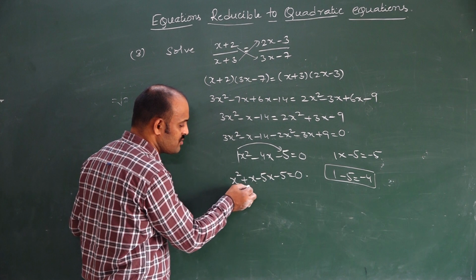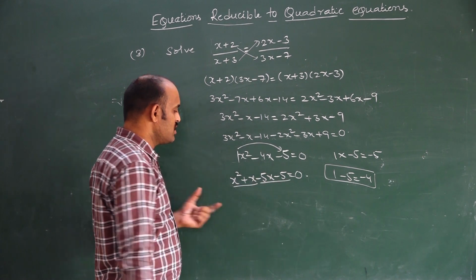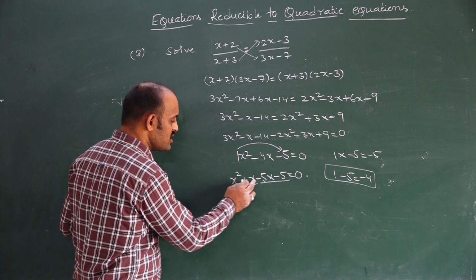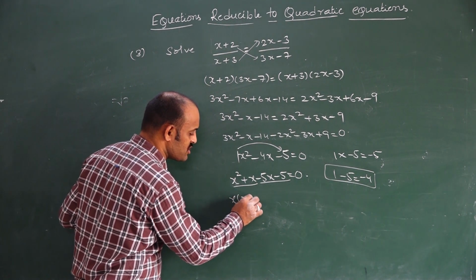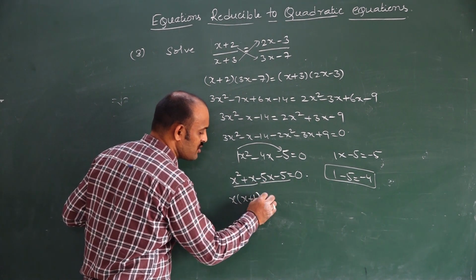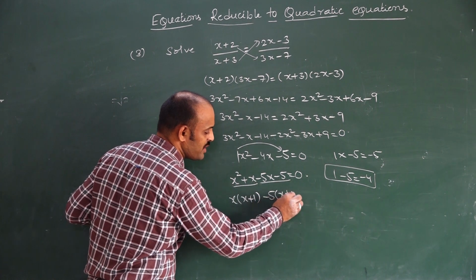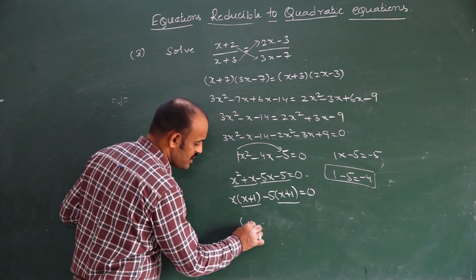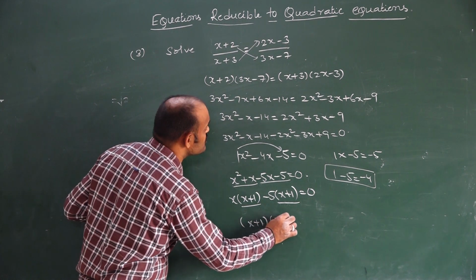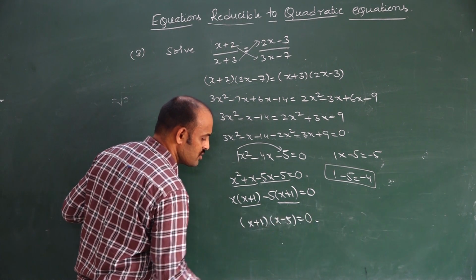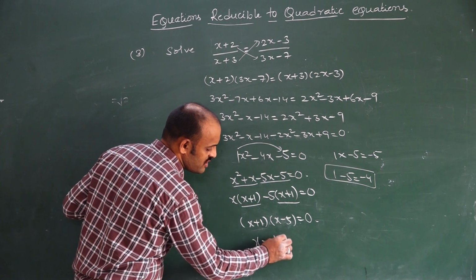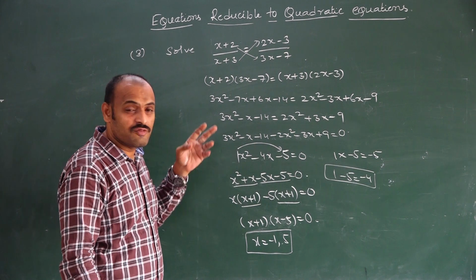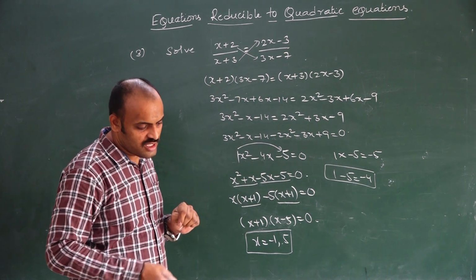Here we have 4 terms. First two terms as one group, next two terms as second group. In these two, I take x common, x times of x plus 1. In the last two terms, I take minus 5 common. In both, x plus 1 is common, so x plus 1 into x minus 5 is equal to 0. Therefore, x is equal to minus 1 comma 5. Therefore, the roots of the equation are minus 1 comma 5.